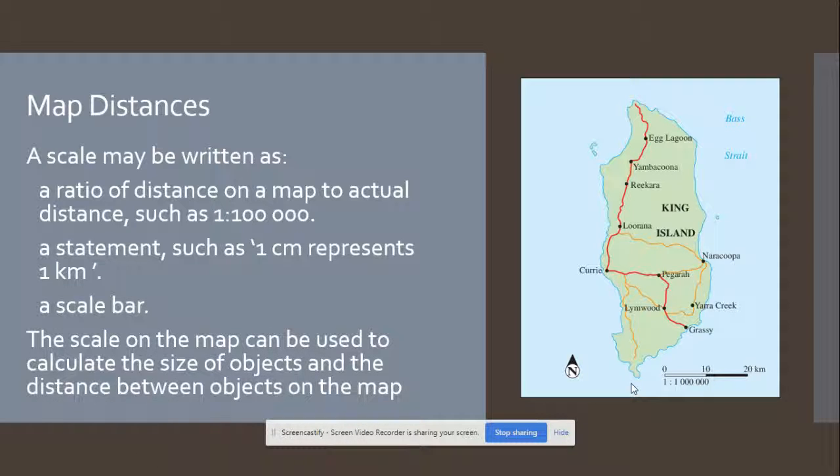A scale bar, which is what we've got here, the scale on the map, can be used to calculate the size of the objects and the distance between the objects on the map. So you measure with your ruler on your actual worksheet, and that's why I'm giving you a worksheet. And if that is 1 centimeter, then it means for every 1 centimeter, it's actually 10 kilometers. So that would be the ratio. Or for every 10 centimeters, it's 100 kilometers. Okay, so that would be your ratio.